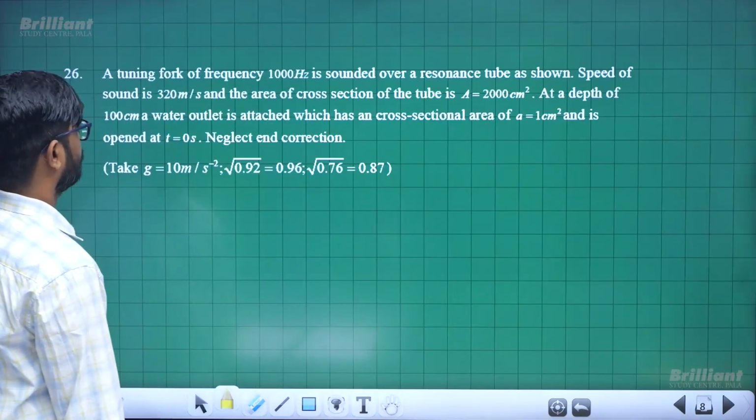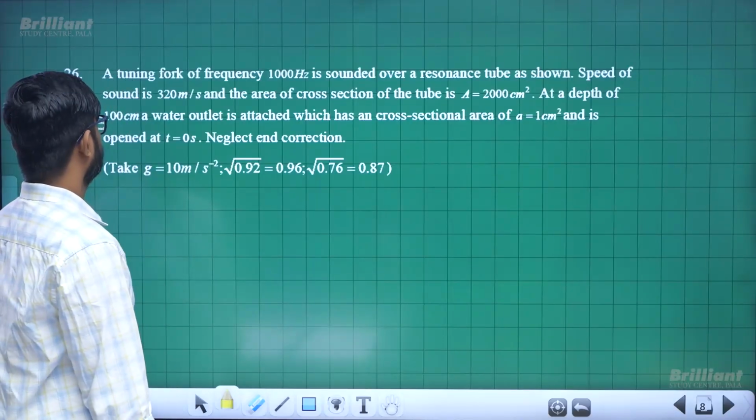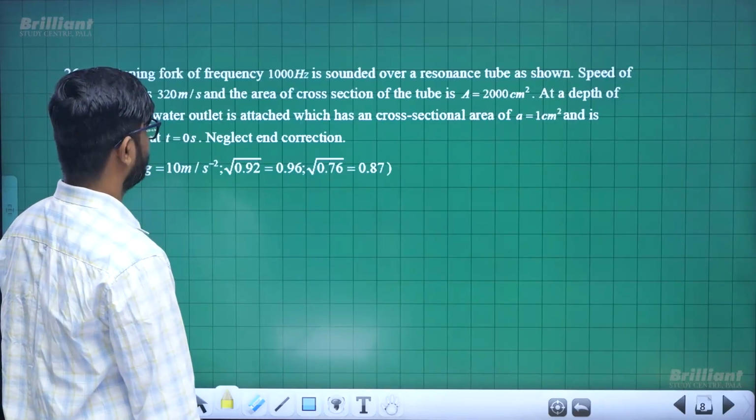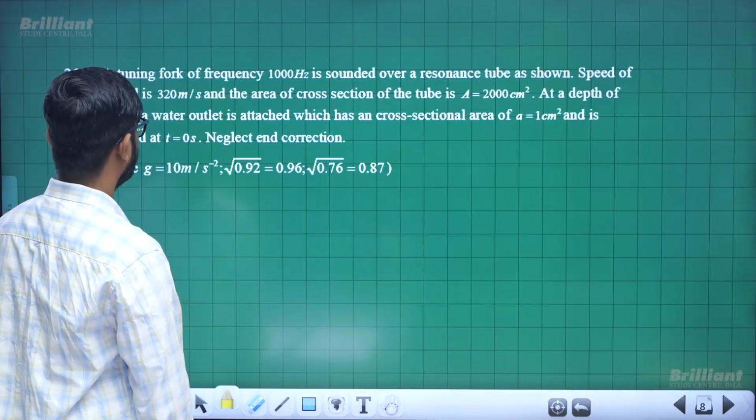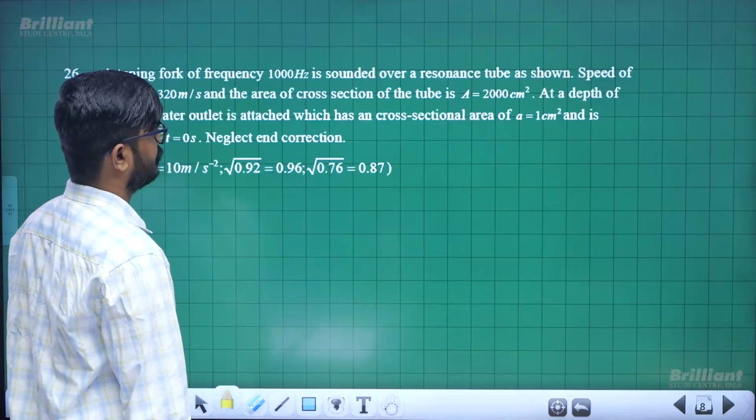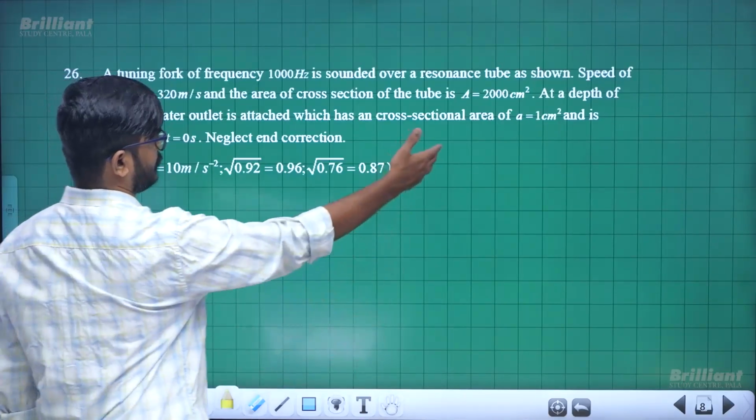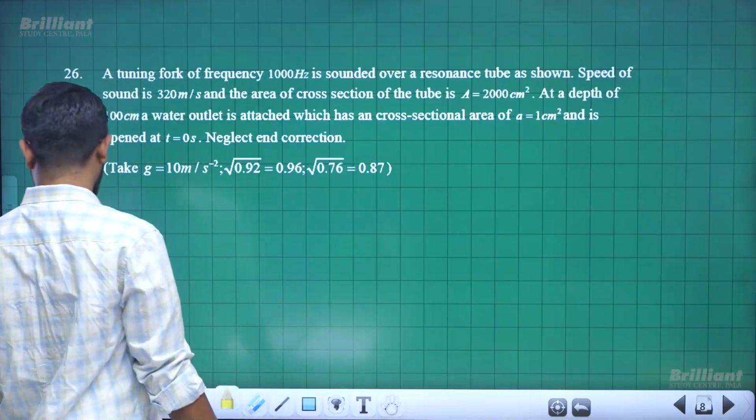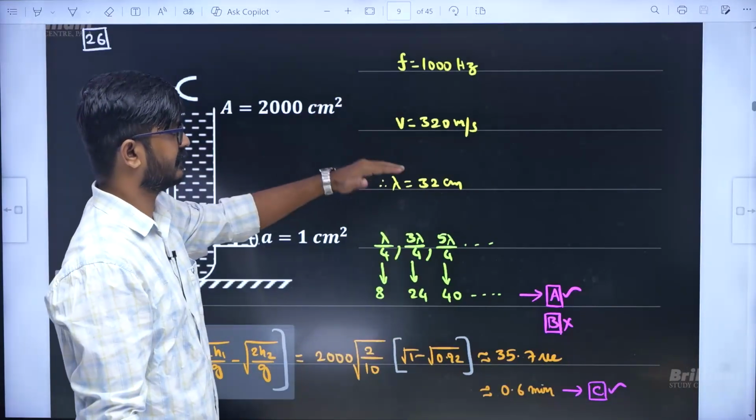A tuning fork of frequency 1000 Hz is sounded over a resonance tube as shown. The speed of sound is given, the area of cross section is given, at a depth of 100 centimeter. A water outlet is attached which has a cross sectional area of 1 centimeter square and is opened at t equals 0. This area is very small when compared to this. Frequency is given, speed of sound is given, so you can get the wavelength.